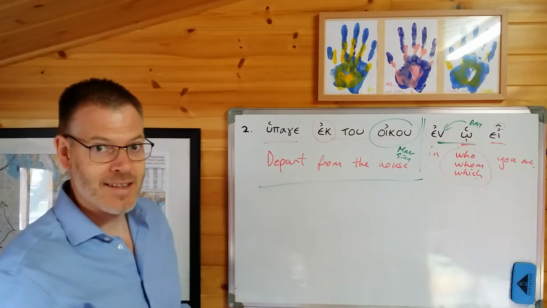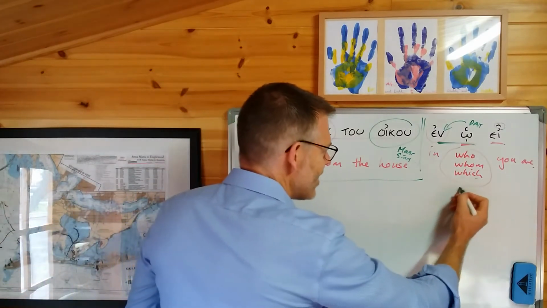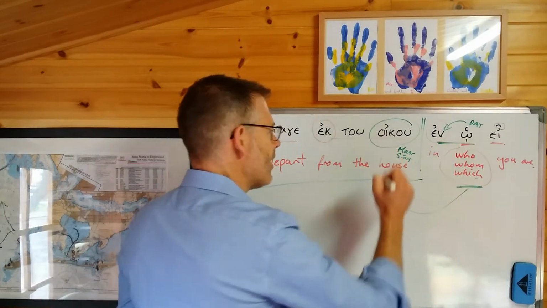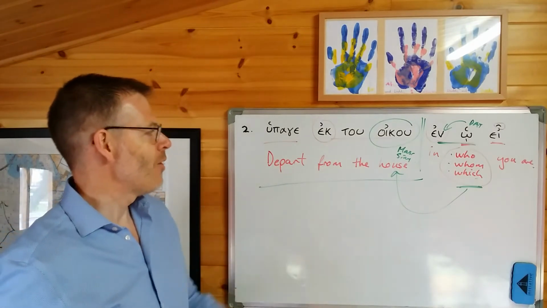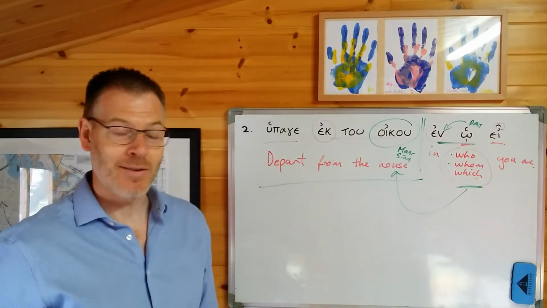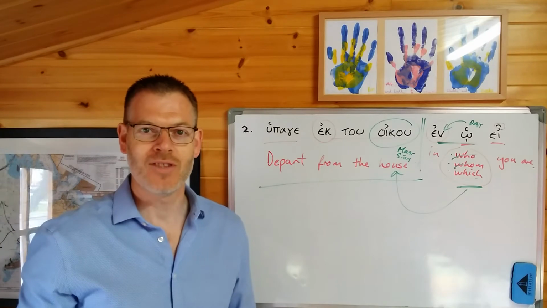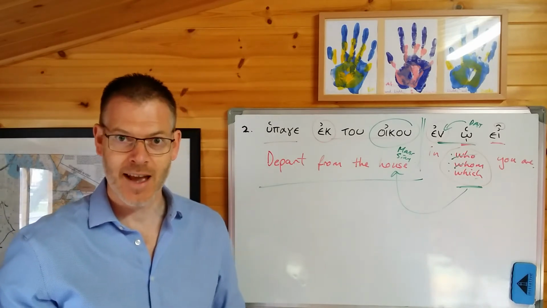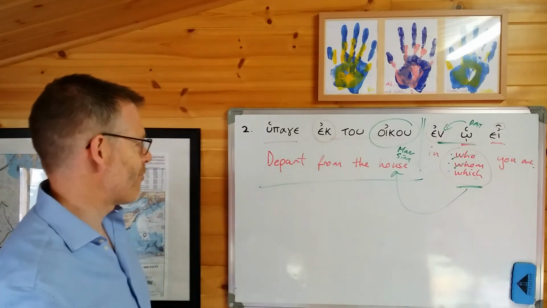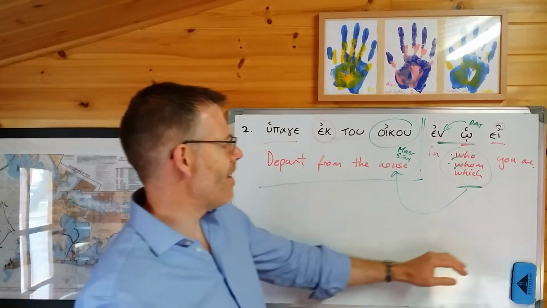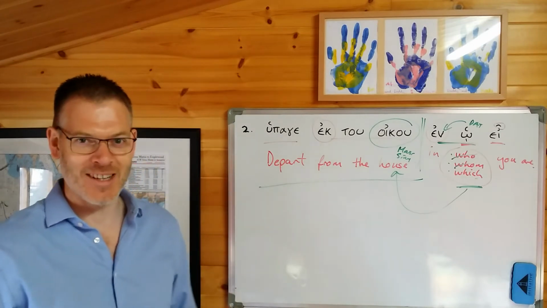Now, how are you going to translate this then? Well, you just need to come up with an English translation which reflects the fact that the antecedent of this pronoun is the house, and which uses the correct one of these three: who, whom, or which. Well, if the antecedent is a house, it's an inanimate thing, and therefore it's not going to be who or whom, is it? It's going to be which, because that's the relative pronoun we use in English for inanimate objects. Okay, another important principle. And it's just a neat way in which English relative pronouns interact with Greek relative pronouns. So what we're going to be left with is depart from the house in which you are. Easy. Yeah? Nailed it. Let's do a couple more examples just to make sure.